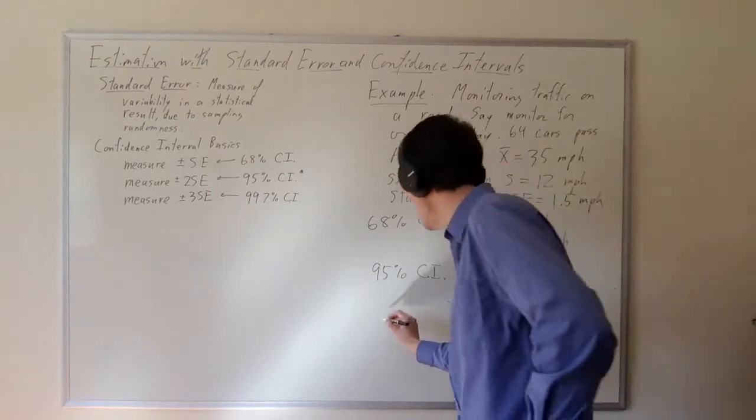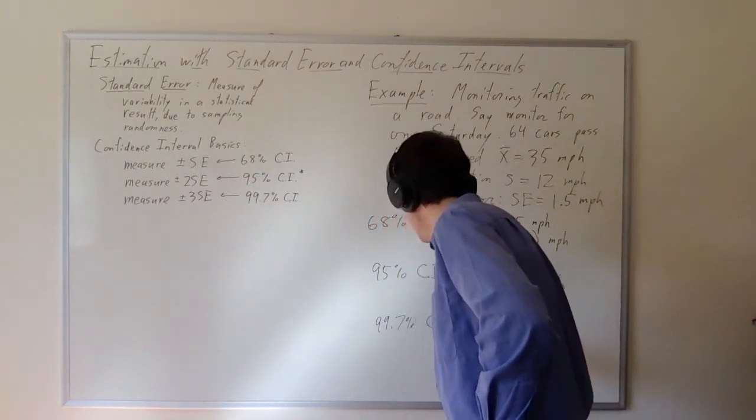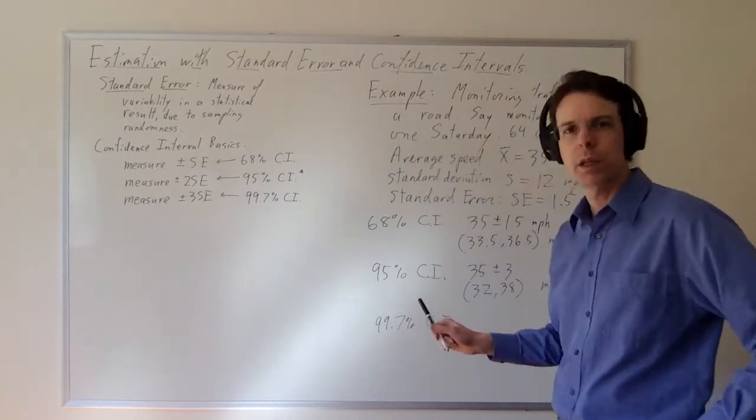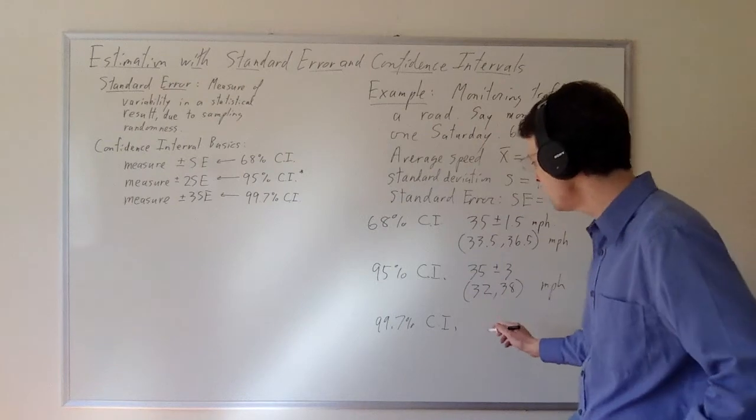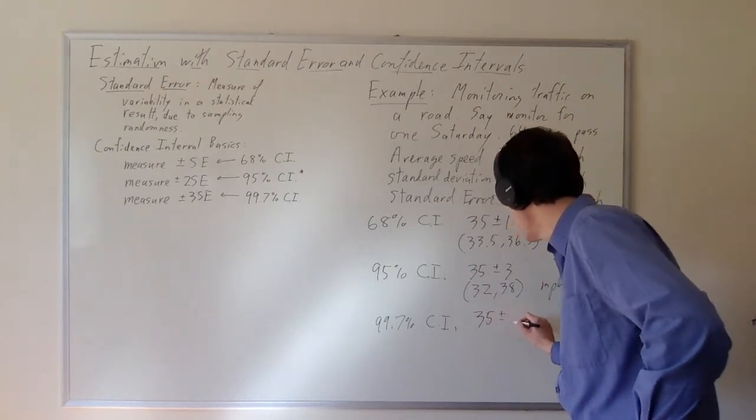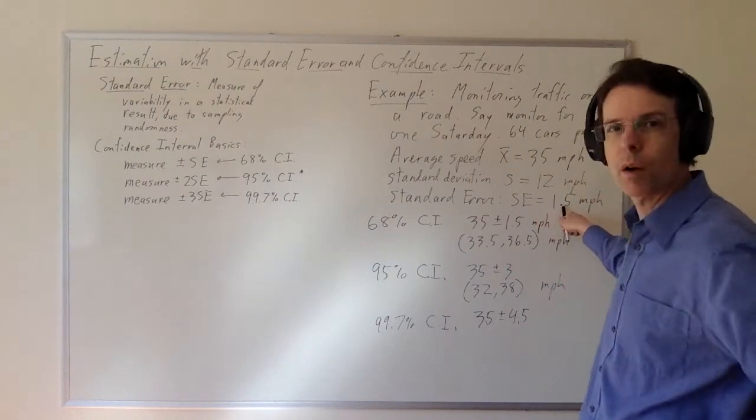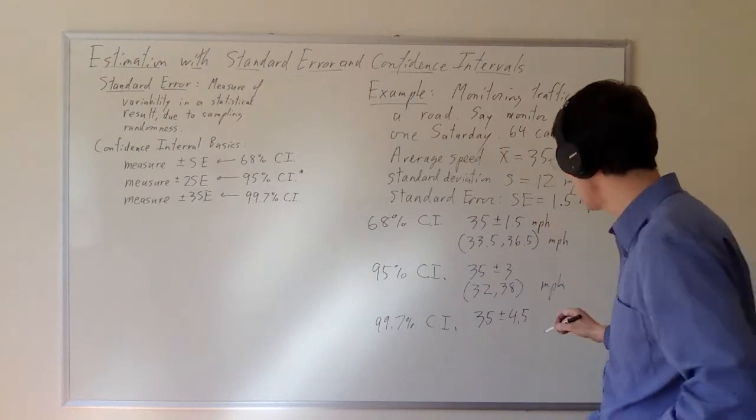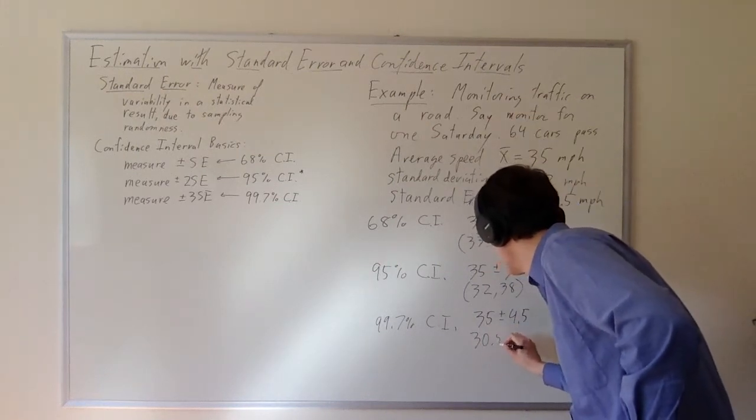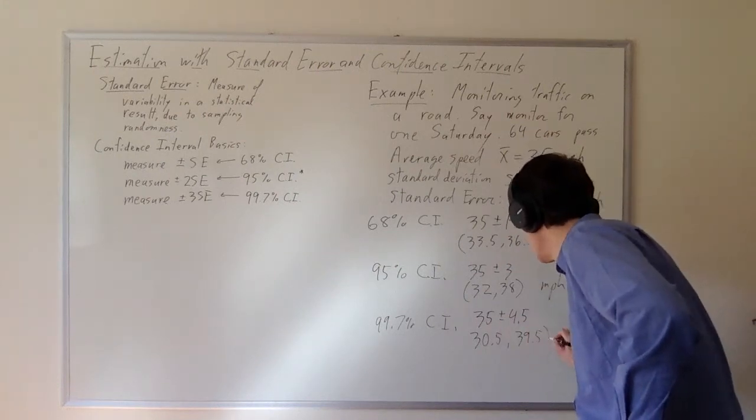And then the 99.7% confidence interval, if we really needed to know that whatever we were reporting was very, very definitely true, then the 99.7% confidence interval would be 35 plus or minus 4.5, because I'm tripling the standard error here. Triple 1.5 is 4.5. And that would give us the range of 30.5 to 39.5.